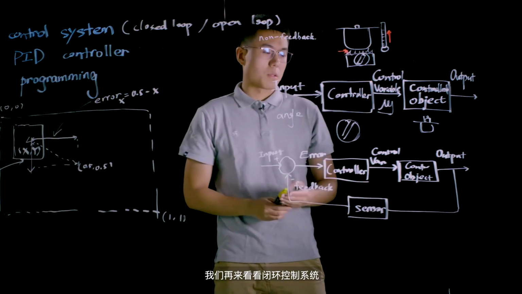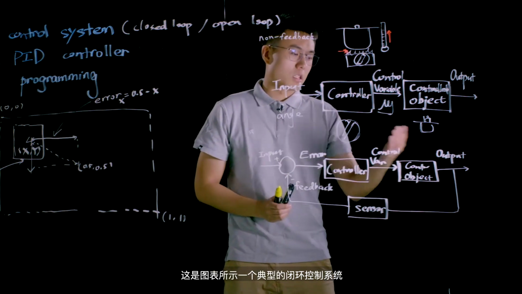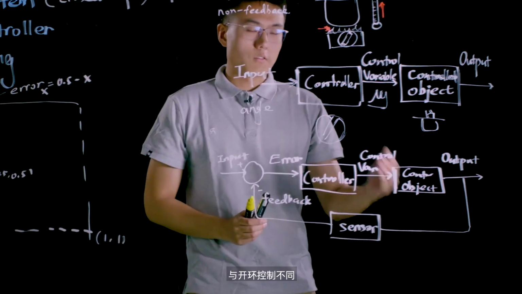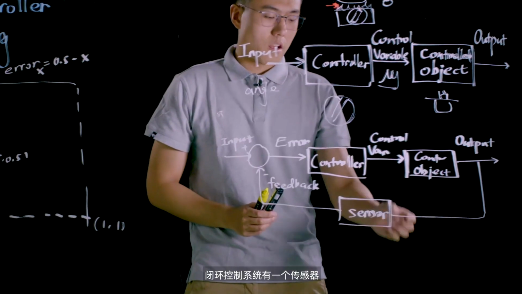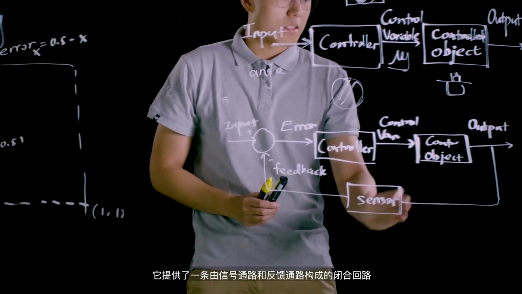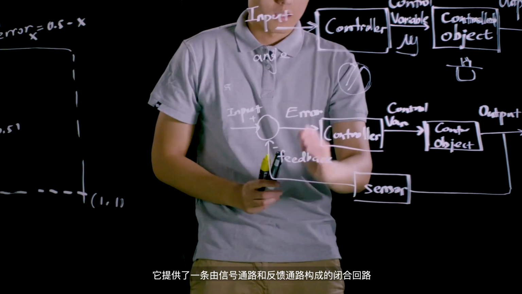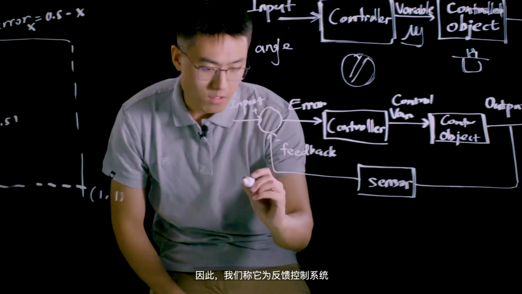Let's take a look at the closed loop control system. Here's a diagram for the typical closed loop control system. Different from open loop control system, there's a sensor over here, and it provides a signal path and forms a feedback loop. So it's also called a feedback control system.